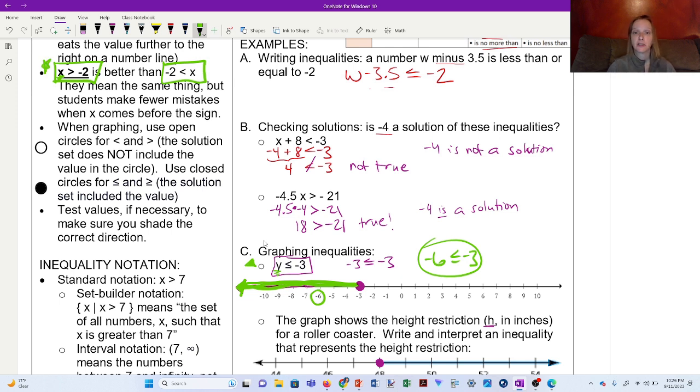If I wrote this the other way, if I said -3 is greater than or equal to y, it's harder to see which way to color in the number line. And so although both of these are valid ways to write inequalities, students do better when they write the variable at the start of the inequality. And just make sure you remember the meaning of the open circle and the closed circle when graphing.